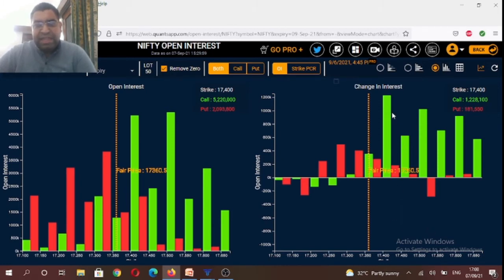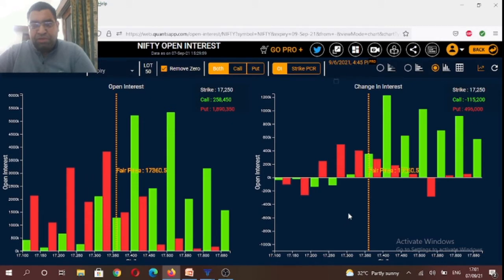And if you were to see the change in open interest data, what happened intraday today, you will see that the highest amount of open interest addition in calls happened at 17,400 strike followed by 17,500 strike. Here you will see that in the money calls like 17,100, 17,200, 17,250 saw their open interest reduce. So it tells us that call option buyers of these strikes have booked their profits, and call option writers have booked their losses.